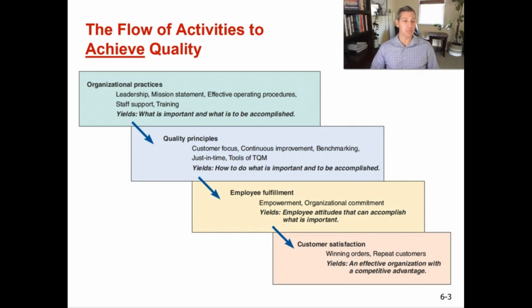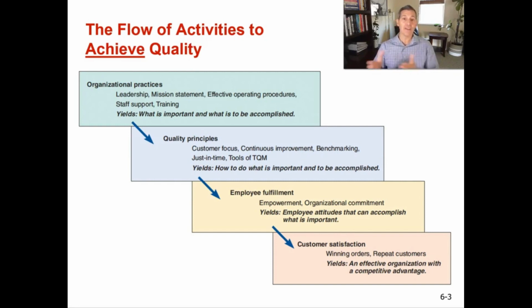Employee fulfillment is empowerment, organizational commitment. This helps the employees to accomplish what is important, and this is the output of our product or our service. Next is customer satisfaction. This is winning orders, getting repeat customers, increasing our annual revenue, and this is what helps our organization to get a competitive advantage. To me, customer satisfaction and getting year-over-year customers, this is really the reward of having high quality.